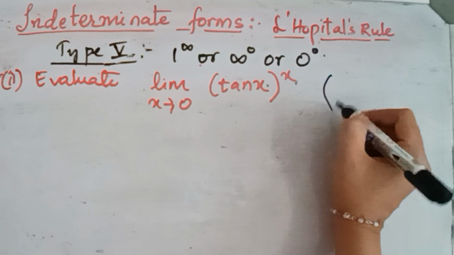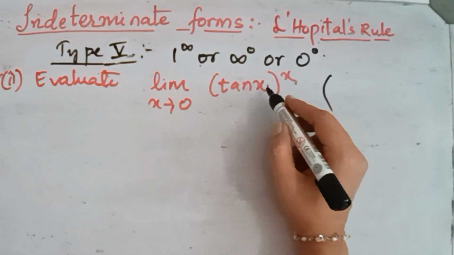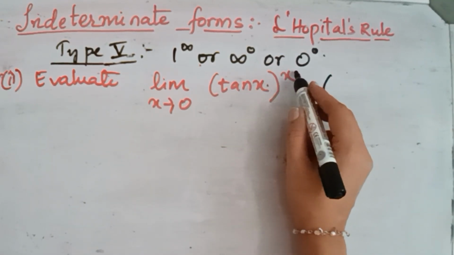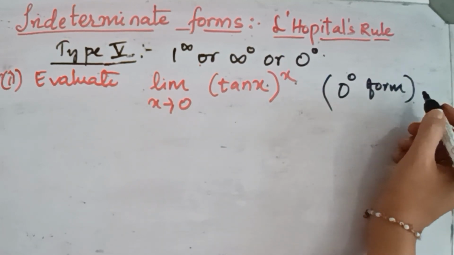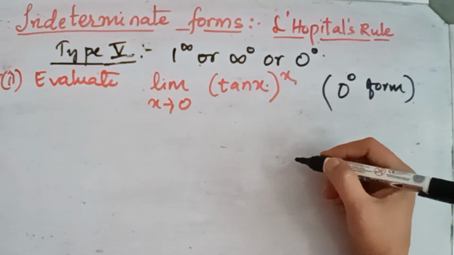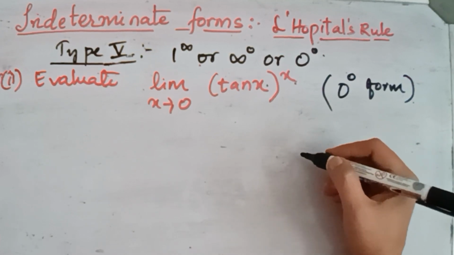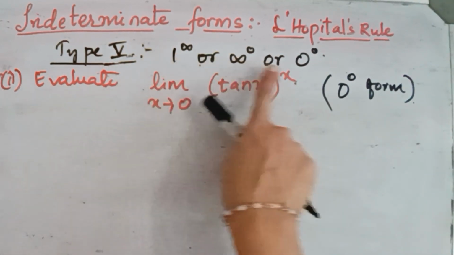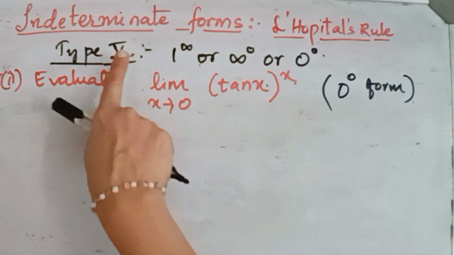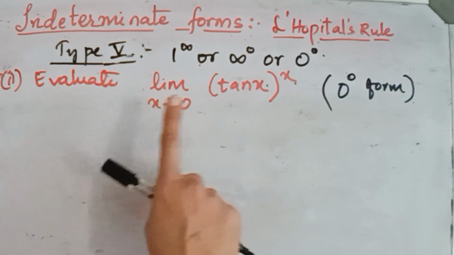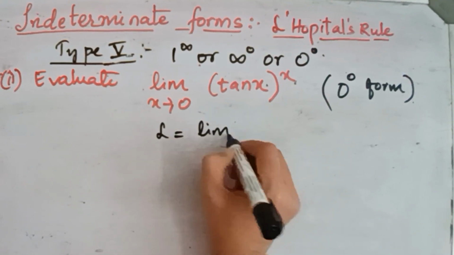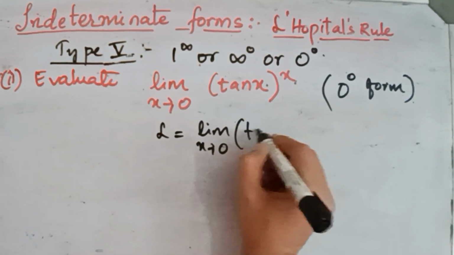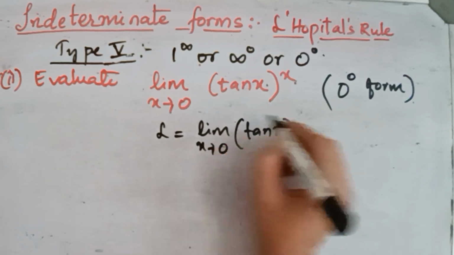So when you apply the limit, tan of 0 is 0, and 0 to the power 0 is a 0 power 0 form, which is an indeterminate form. Therefore you have to convert it to either infinity by infinity form or 0 by 0 form. So for any problem of type 5, you have to take log on both sides. That is, take the limiting value of this function as L.